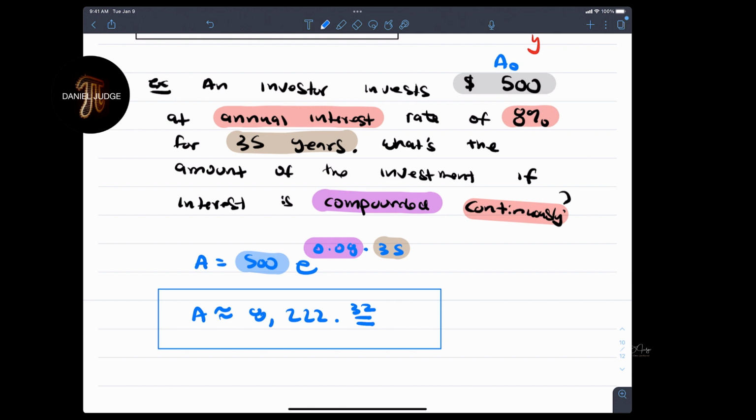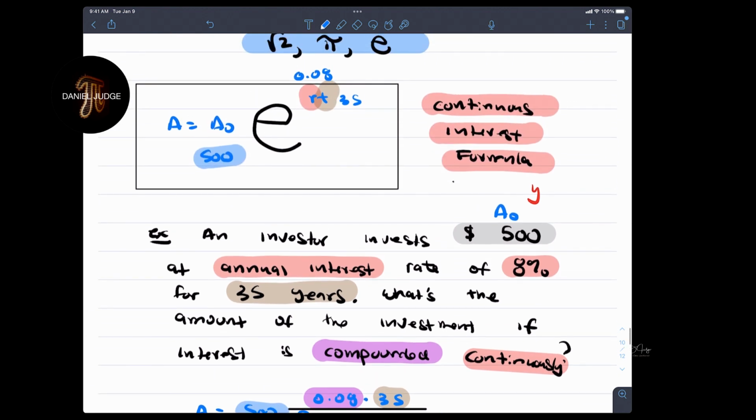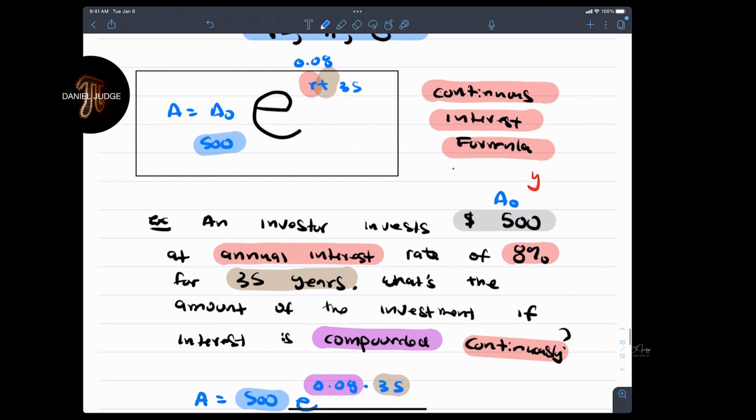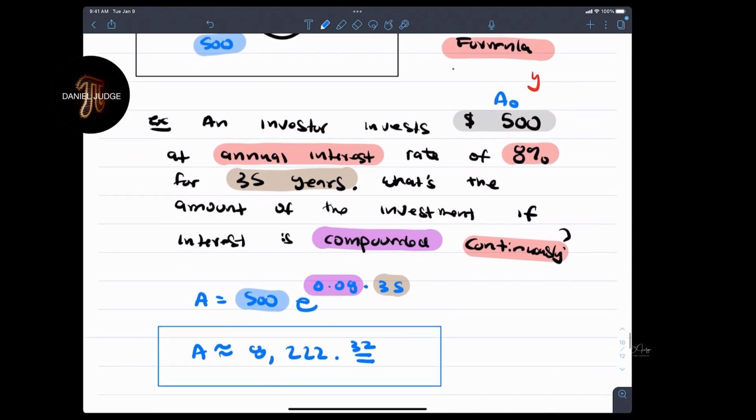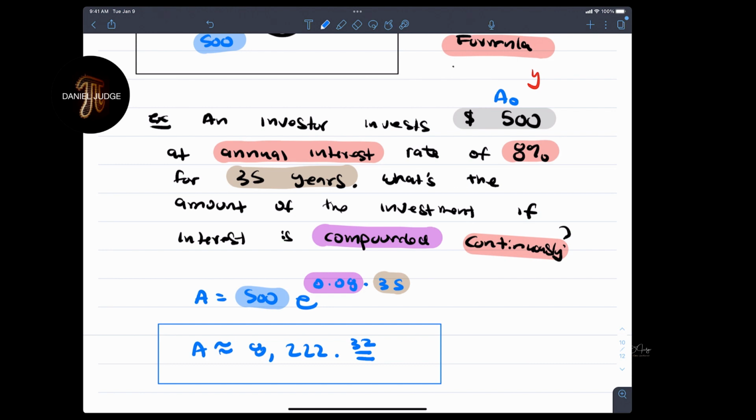So this is where we're at, ladies and gentlemen, to actually try to find what we get in a continuous situation. So you now have the continuous interest formula, and that's a big deal because there's some processes that do behave continuously. And this is one.